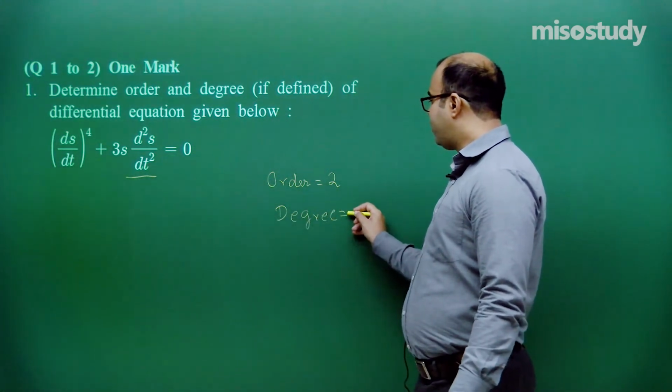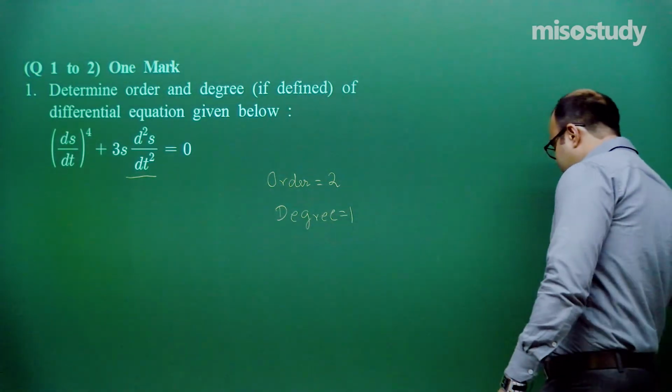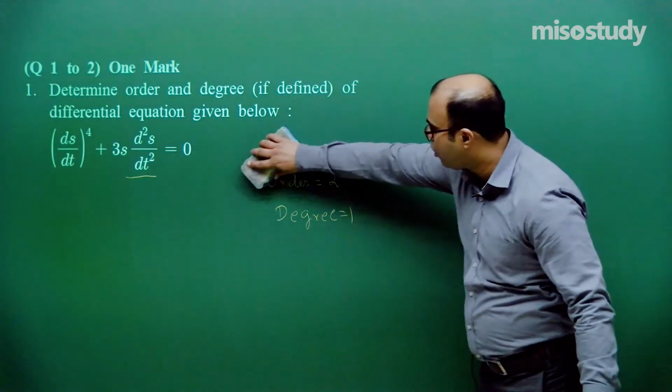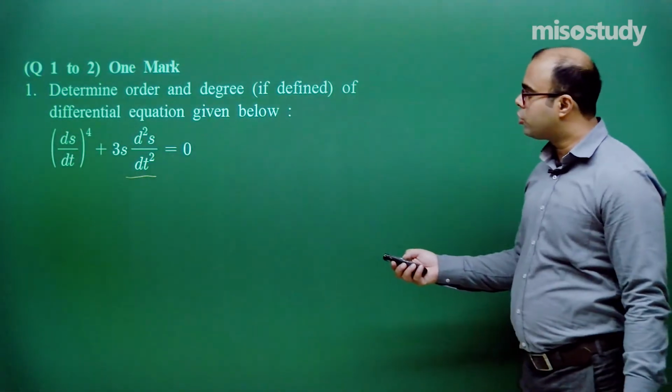So this is how we will define the order and degree for this question. This is a 1 mark question, a very straightforward question based on the definition of order and degree as we studied. Let us come to the next question.